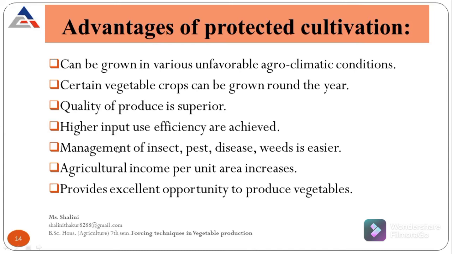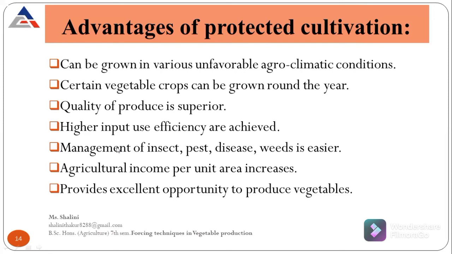Next, the agriculture income per unit area increases because these crops, you can tell yourself that the crop is good, that it is organic, and second, the produce coming out of the polyhouse will be fresh, without any injections. So the agriculture income per unit area also increases.